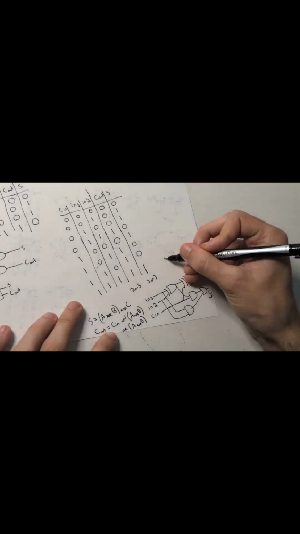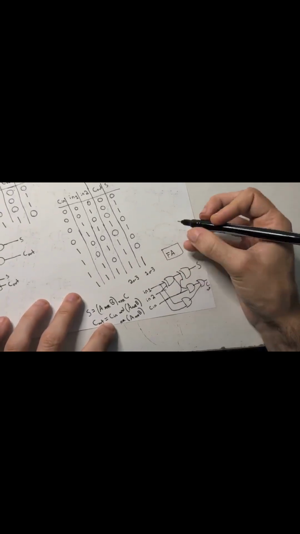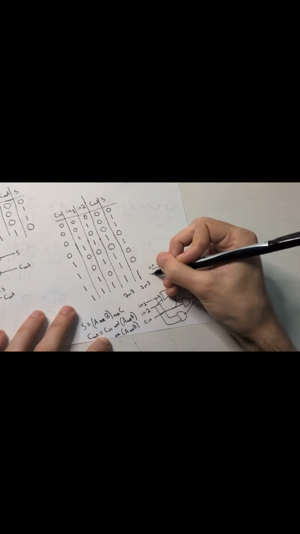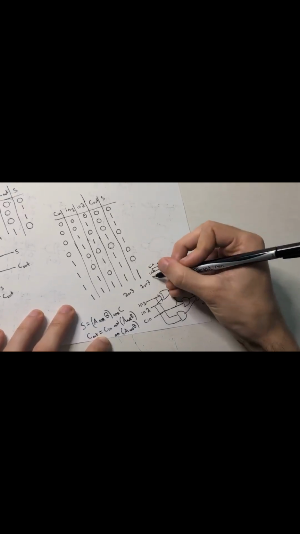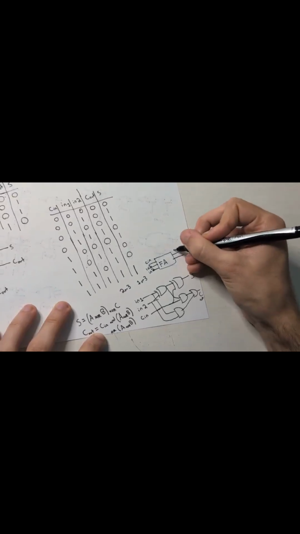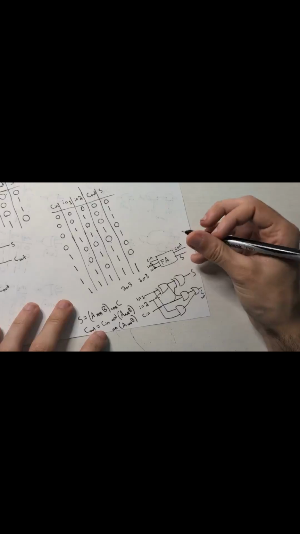And so we can put this all in one box, and we can call this a full adder. And so we have our 3 inputs. We have our carry in. We have our input 1 or A. We have our input 2 or B. And then we have our 2 outputs. We have our carry out. And then we have our sum.